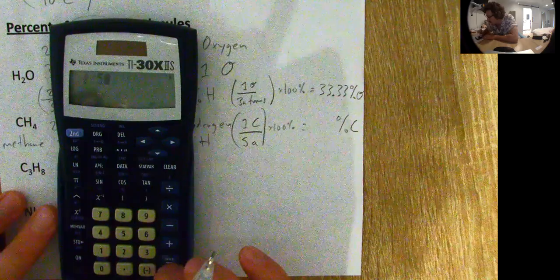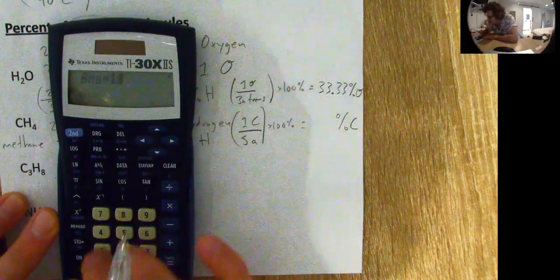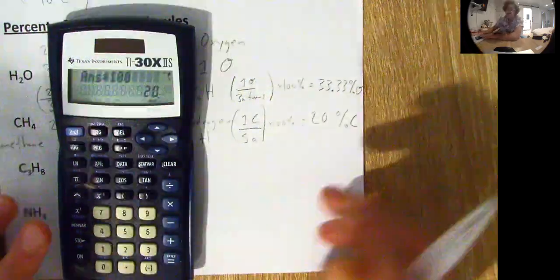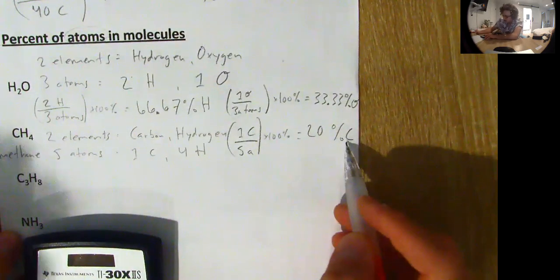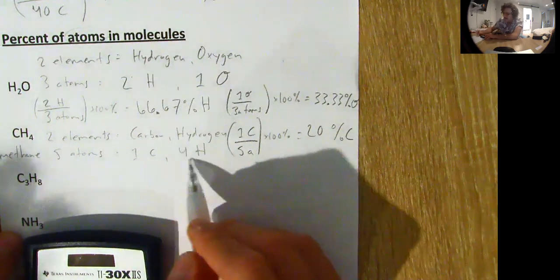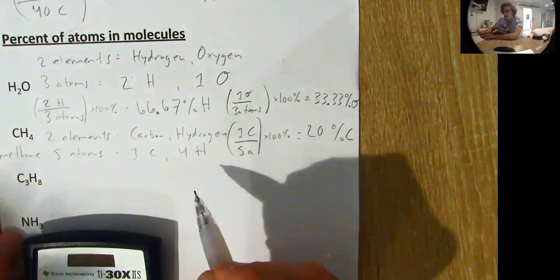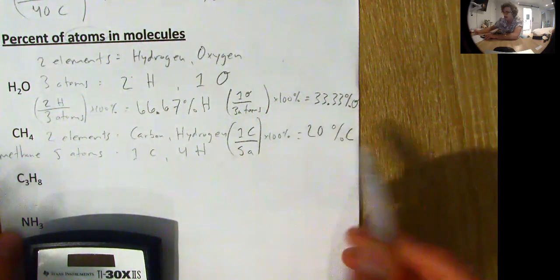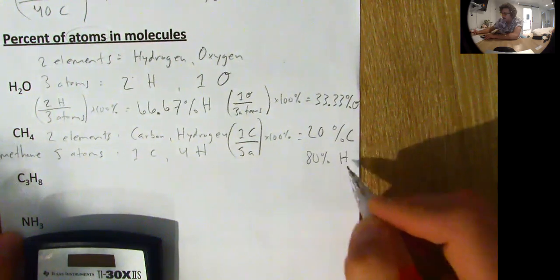1 divided by 5 equals, multiplied by 100 equals 20%. Try and do that simple math in your head. So if 20% is carbon, how much percent is hydrogen? Well, again, percent means part of 100, like we talked about earlier. And that means the remainder percentage is going to be 80% hydrogen.